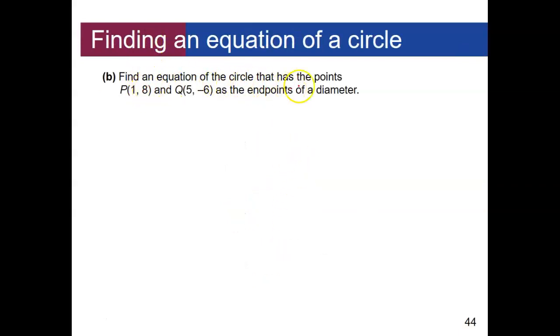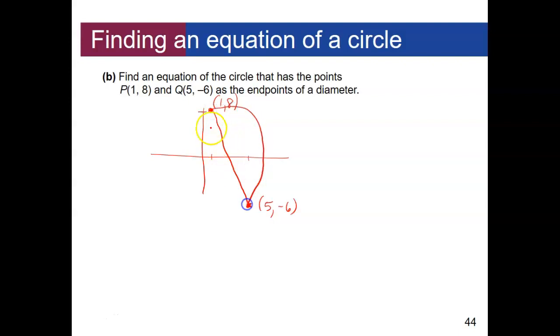Okay, here we want to find an equation of the circle that has points given as the endpoints of a diameter. So I'm going to just do a rough sketch here. I've got the point (1, 8), and then I've got the point (5, -6). I'm going to connect these in hopefully a straight line. This pen is just not great for drawing straight lines. So that's going to have to suffice. I apologize, this does not look like a circle, but this is the circle with the endpoints of its diameter.